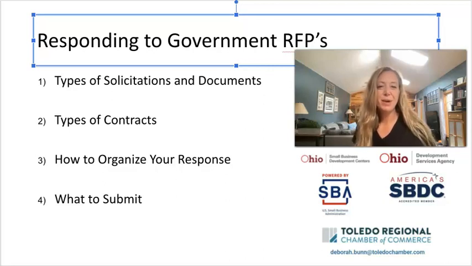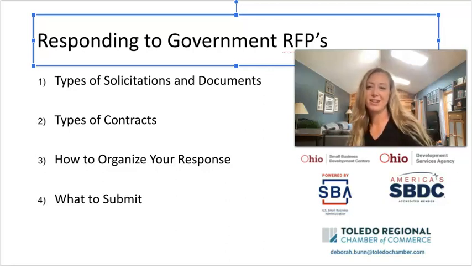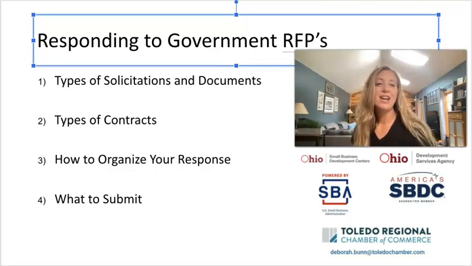So you've completed the process of getting your DUNS number and registering with SAM, so you're ready to start government contracting. There are topics that we're going to cover today, which are types of solicitation and documents, types of contracts, how to organize your response, and what to submit.